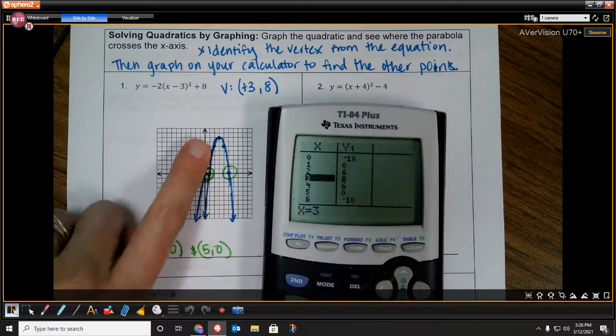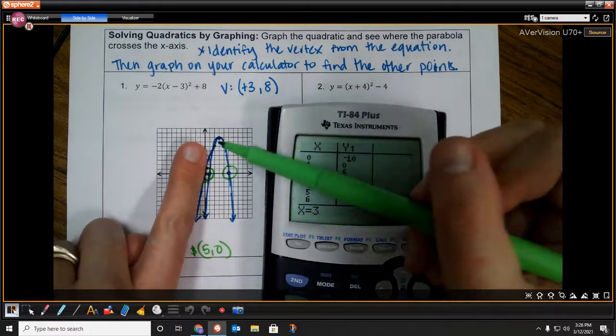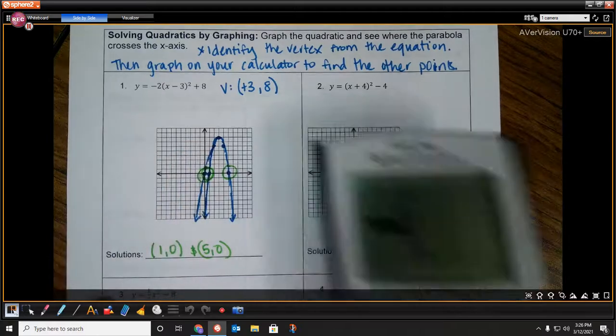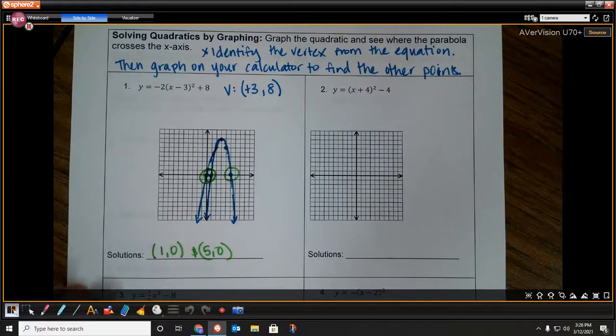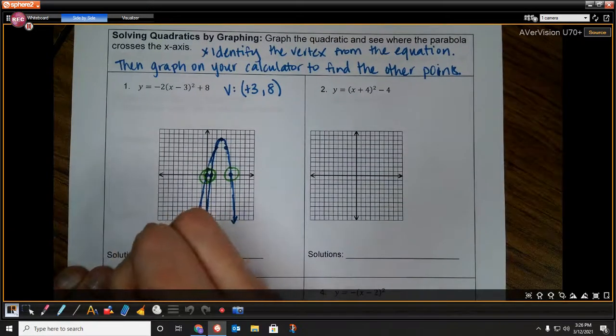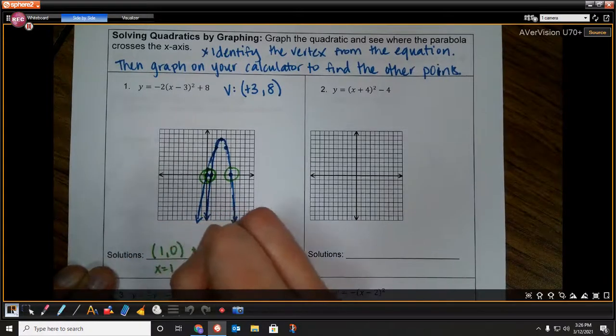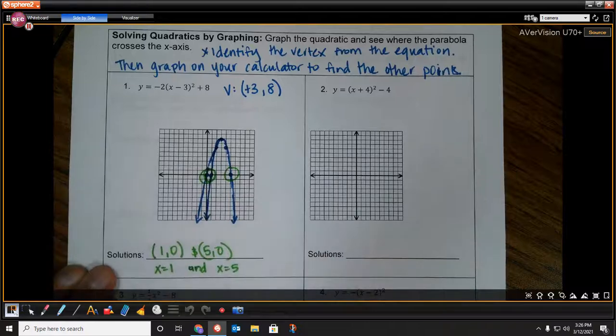So we want to pay attention to not this outer line, but right here. That looks so much prettier. 1, 0, and 5, 0. And remember, you can also always write it as x equals 1 and x equals 5. All right?